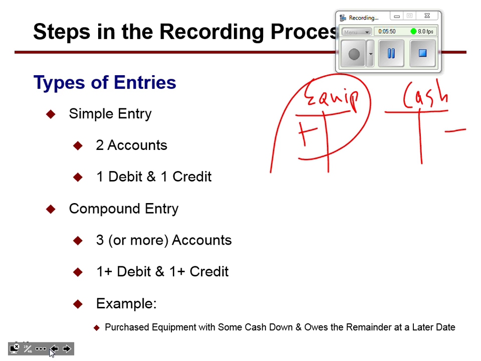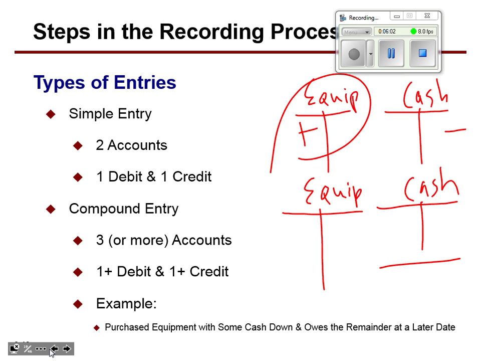Notice I listed my debit first. A compound entry, as the example reads, we purchased equipment with some cash down and the remainder to be paid at a later date. So we would have equipment debited with some cash down. It would be a cash credit, the rest on an AP credit. So the difference here is how many accounts. Compound entries are 3 or more.